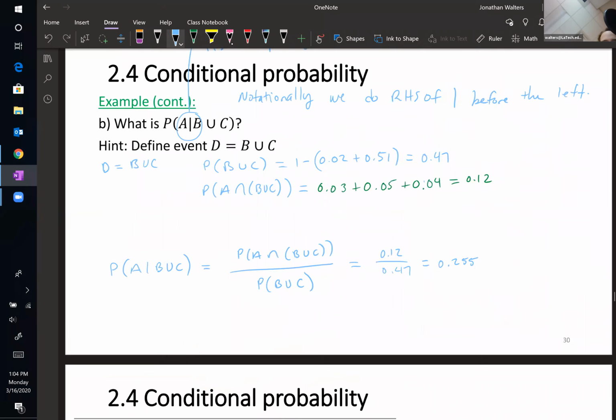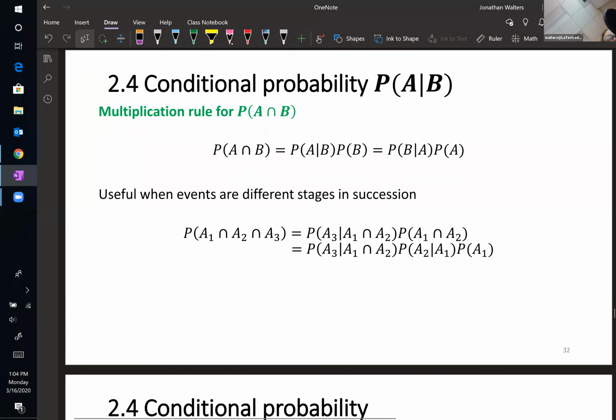And they get a formula that they call the multiplication rule for conditional probability, or for the intersection. So basically, probability of A intersect B is probability of A given B times probability of B. And it's also equal to probability of B given A times probability of A. So it's just algebra that they did. It's useful whenever you have events that are in succession.